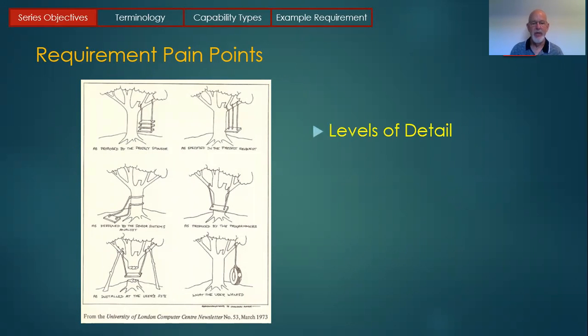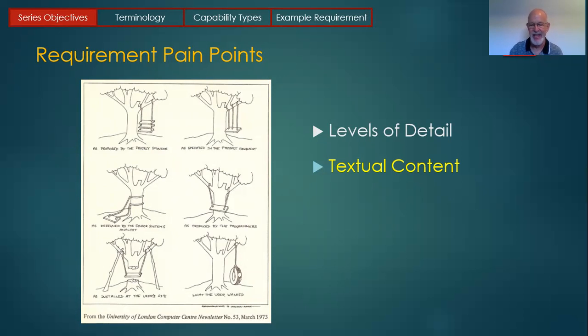What specifically we'll be looking at related to requirements, number 1, levels of detail. Existing requirements can be of any kind of level of detail. We're going to focus on 2 specific levels to help clarify that. Then there's the fact that requirements we see are documented textually. So getting that text well written and of high quality is a pain point.